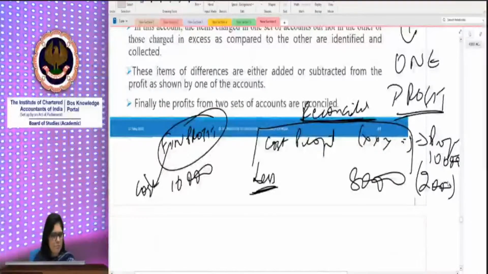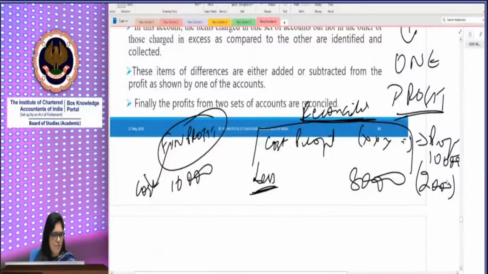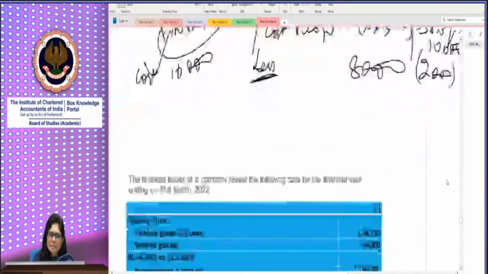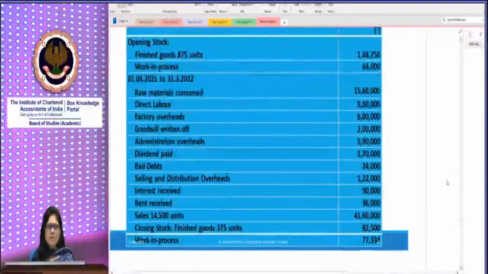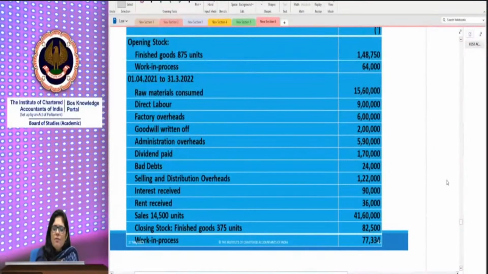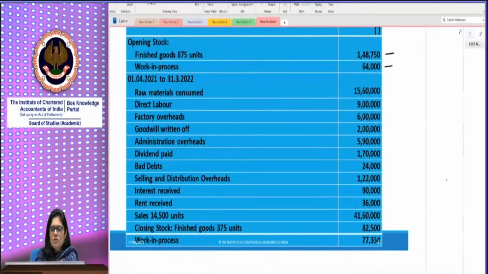All right? Yes, it's non-integrated. Very good. So let us try to understand. See, this is the data. We have the opening stock. Try to understand the question. We have the opening stock of finished goods and WIP. One more concept is that in financial accounts, we use the actual cost. In cost accounts, we use the absorbed cost. So there has to be a difference.